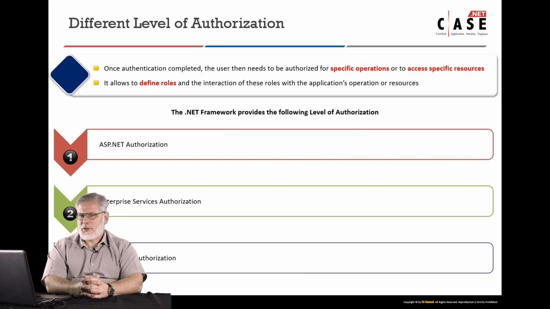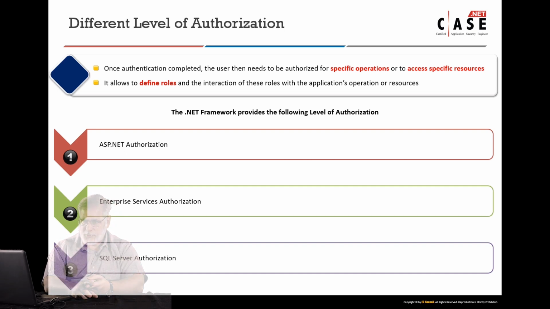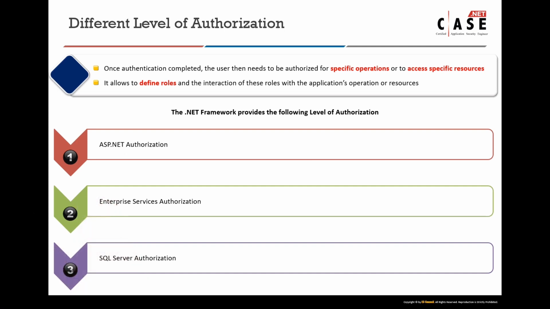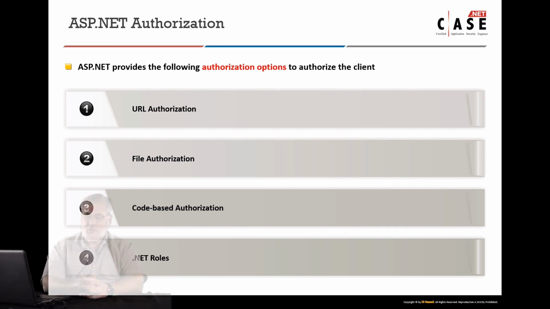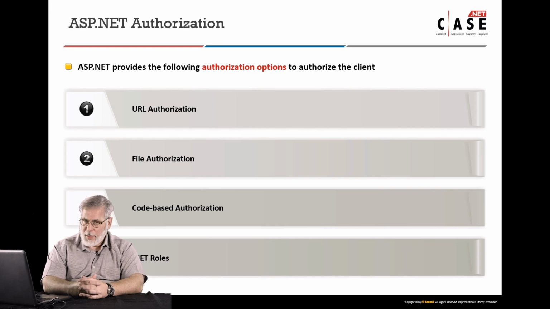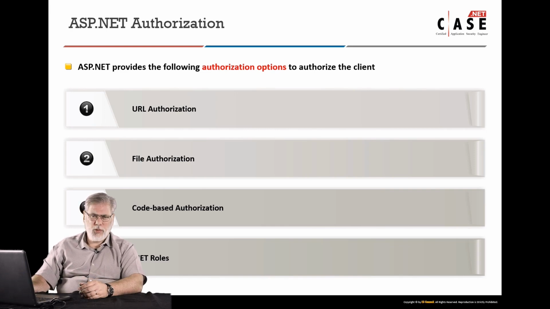Okay, we've authenticated the person. We know they are who they say they are. What about authorization? We said those were two different processes. How do we handle authorization? Well, you have different levels of authorization provided in .NET, and they're very similar to the ones we talked about before. We have ASP.NET authorization, Enterprise Services authorization, and SQL Server authorization. With ASP.NET, we have a few options here. We can do URL authorization, file authorization, code-based authorization, or .NET roles. We're going to look at each of those.